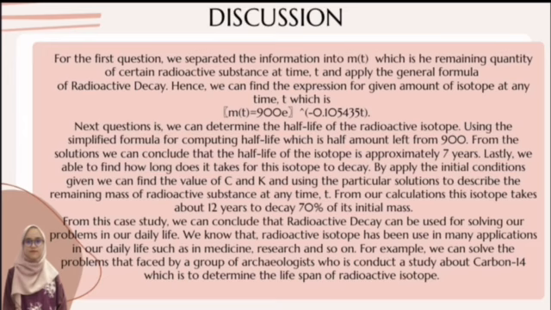Okay, for the next question, we can determine the half-life of the radioactive isotope using the simplified formula for computing half-life, which is the half amount left from 900. From the solution, we can conclude that the half-life of the isotope is approximately 7 years. Lastly, we are able to find how long it takes for this isotope to decay. By applying the initial condition given, we can find the values of C and k, and using the particular solution to describe the remaining mass of radioactive substance at any time. For our calculation, this isotope takes about 12 years to decay 70% of its initial mass.